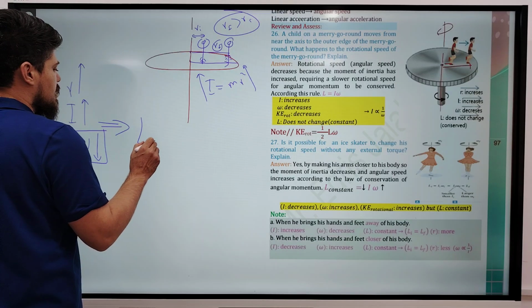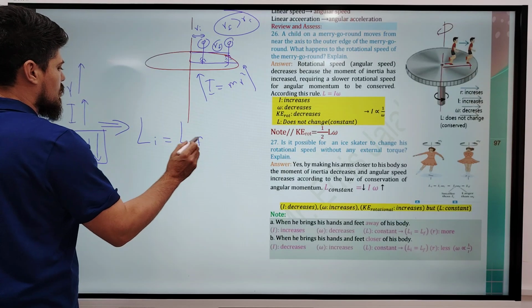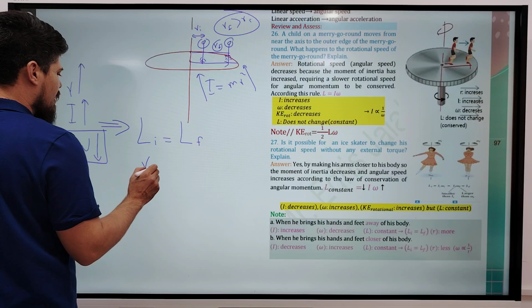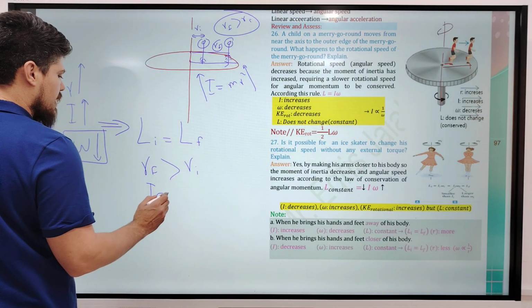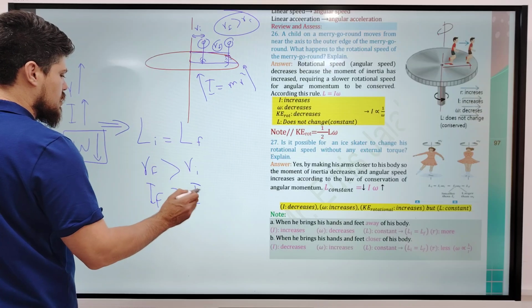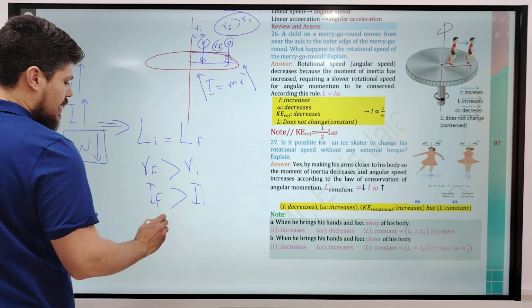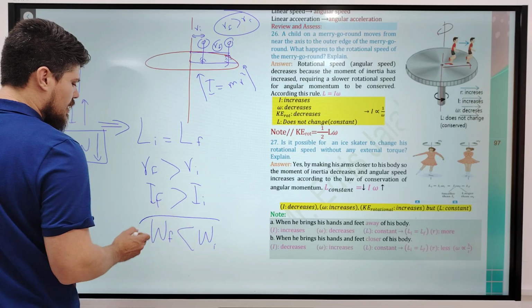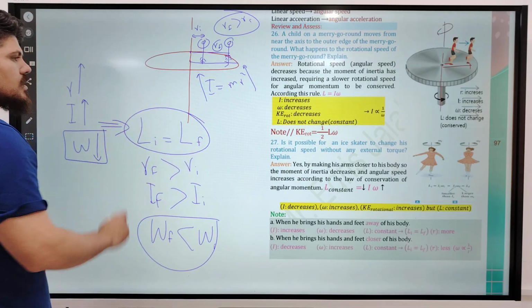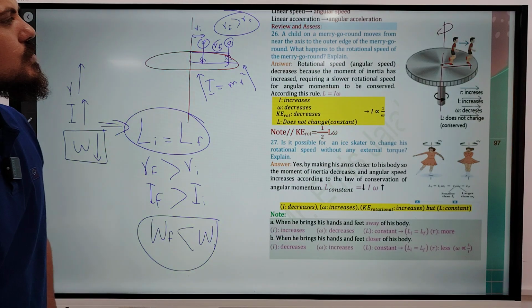But in both cases, L initial is equal to L final. R final is bigger than R initial, so I final is also bigger than I initial. But the final angular speed is less than the initial angular speed, for the angular momentum to be conserved.